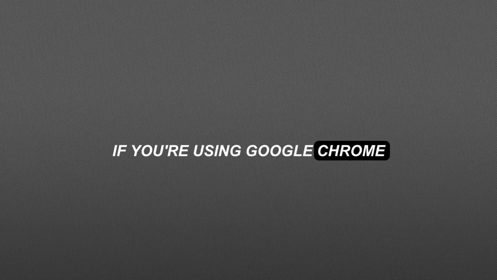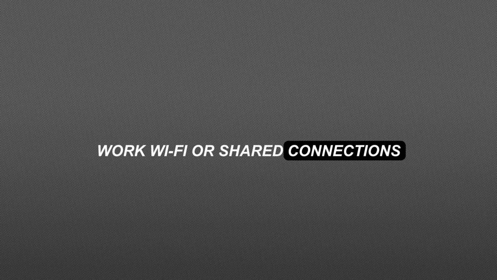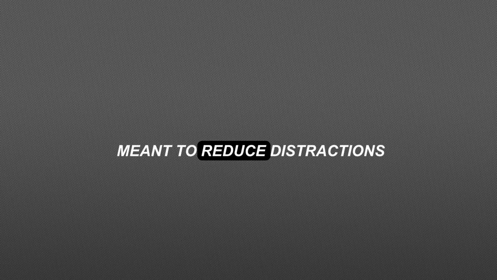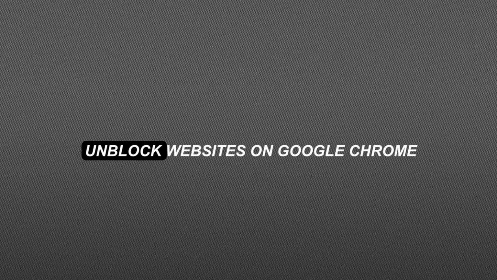If you're using Google Chrome and notice that certain websites are restricted, this is usually caused by network filters, browser restrictions, or location-based limits. This can happen on school networks, work Wi-Fi, or shared connections. While these blocks are meant to reduce distractions or improve security, they can sometimes block useful or legitimate websites as well. The good news is that there's a fast, safe, and legal way to unblock websites on Google Chrome as long as you follow local laws and network rules.